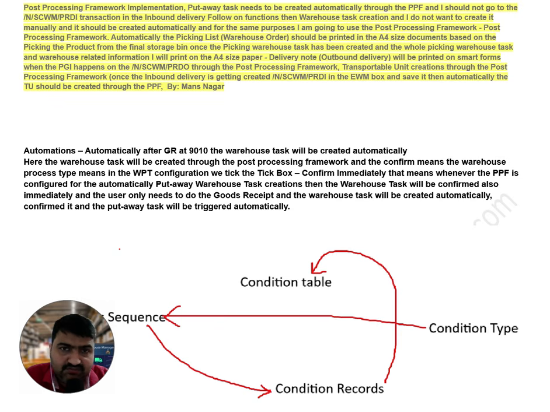Once the inbound delivery is created, /n/SCWM/PRDI in the EWM box or in the EWM layer, and this is my book, guys. Here I explain everything in a deep manner. Then save it, and automatically the TU should be created through the post processing framework. This kind of explanation and implementation, I have at different levels: A1, A2, A3. So this comes from the A1.